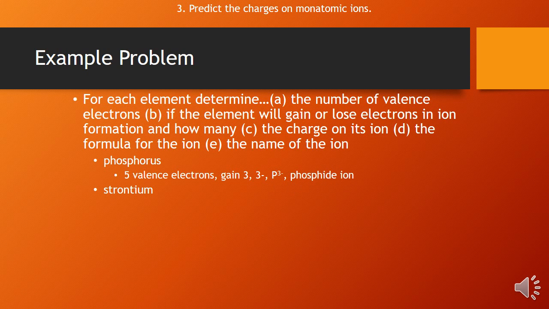Let's answer those same questions for strontium. Strontium is in group 2, so it has 2 valence electrons. If it has 2 valence electrons, it would either gain 6 or lose 2. Well, the easier option would be to lose the 2 valence electrons. If it loses 2, it would have a charge of 2 plus because it would now have 2 more protons than electrons. The formula would be Sr2 plus, and then the name would simply be the strontium ion. Remember, with monatomic cations, we just use the name of the metal. So here are those answers. 2 valence electrons, loses 2 of the 2 valence electrons. There's the charge, the formula, and the name.